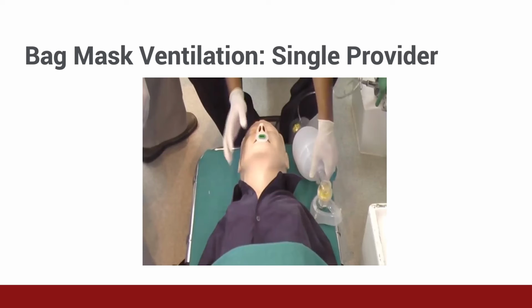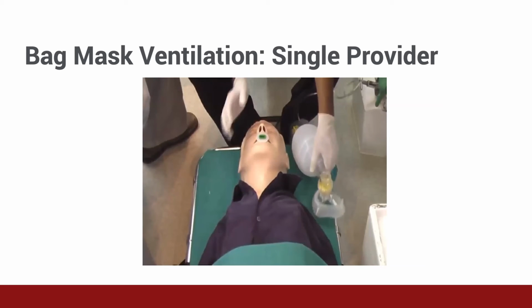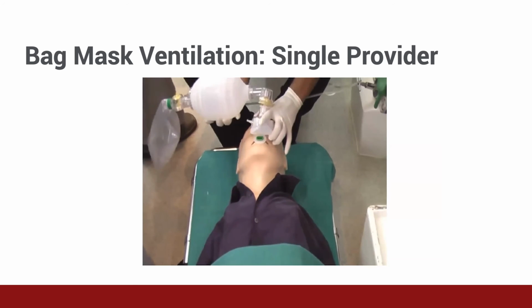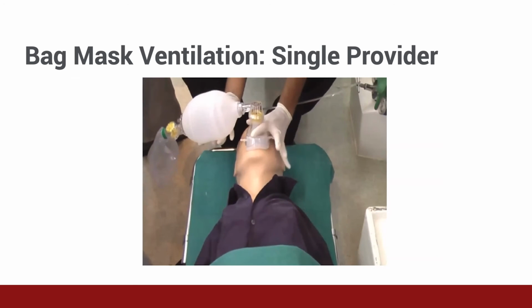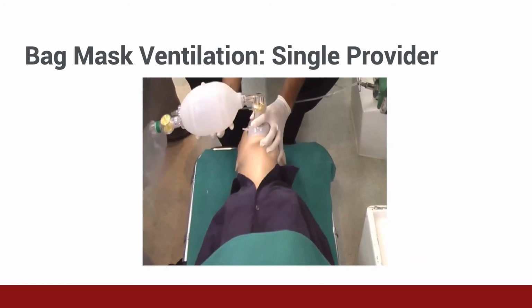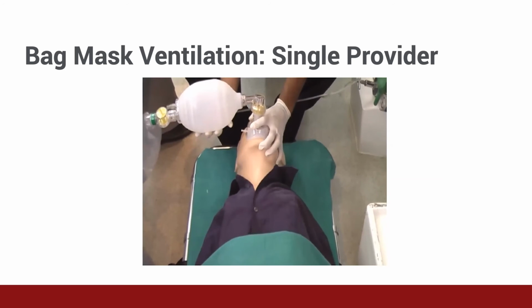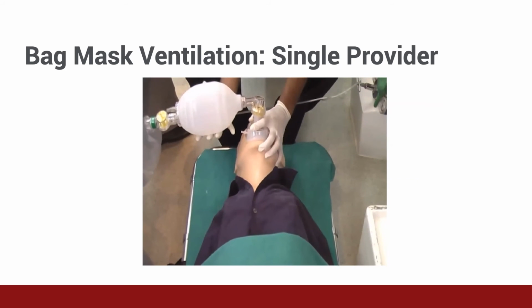As you can see, they've already placed an oropharyngeal airway. The provider places the mask on the bridge of the nose and then lowers it onto the chin. They tuck their third through fifth fingers under the jaw and perform a jaw thrust while securing the mask to the face with their first and second fingers, and then perform a head tilt before beginning ventilation.